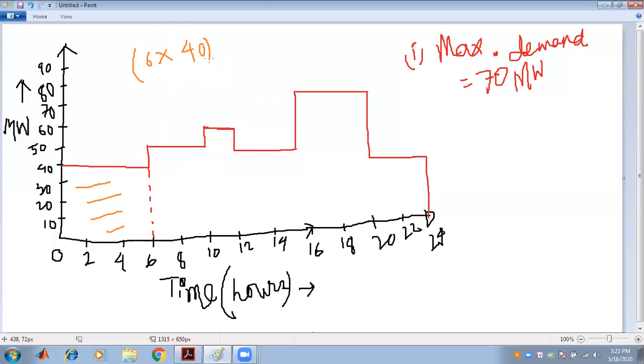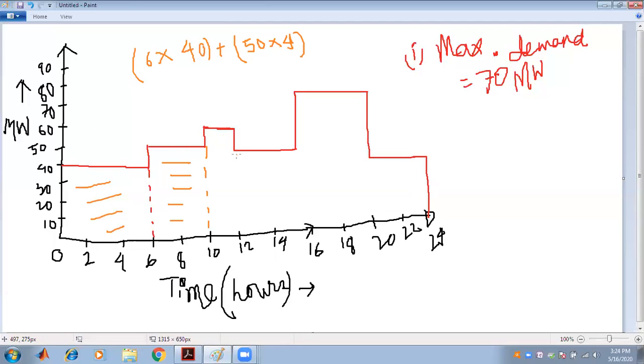Okay, this is our first area. So what is our second area? Our second area is from 6 to 10. This is our second area. The area under the curve is 50 into 4, where the demand is 50 and the time is 10 minus 6, equal to 4. This is 6 to 10.